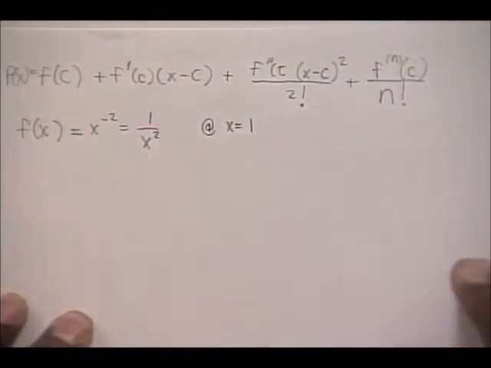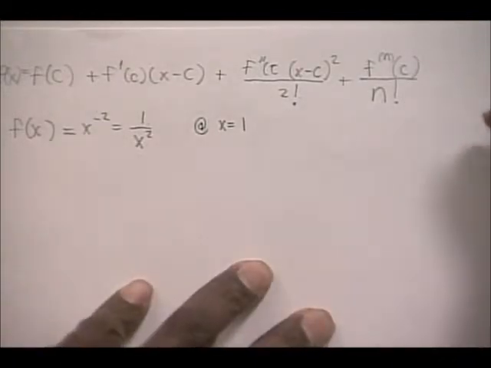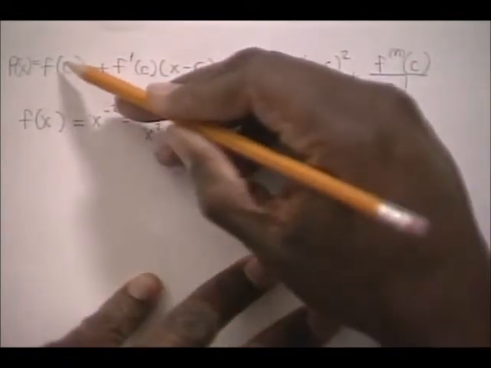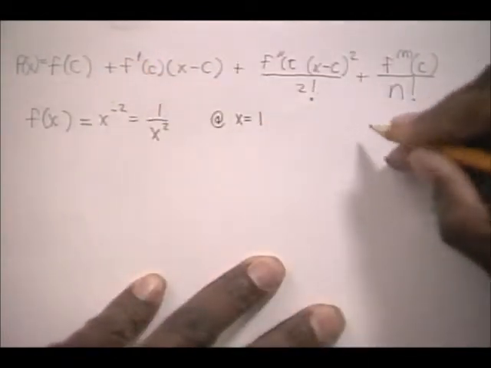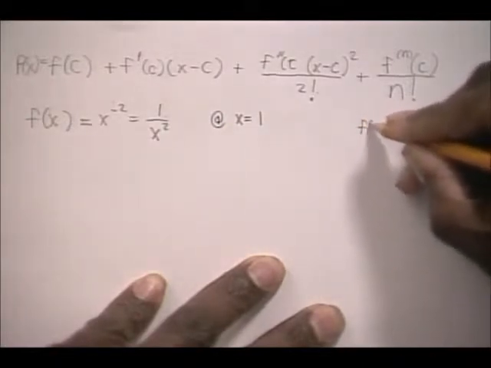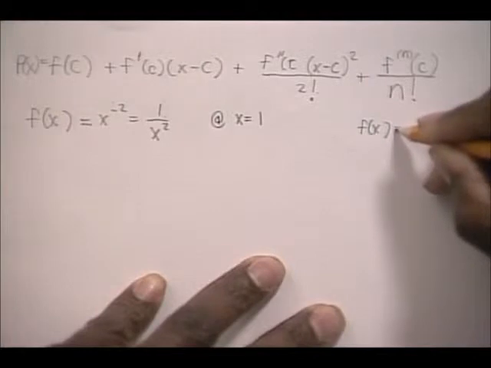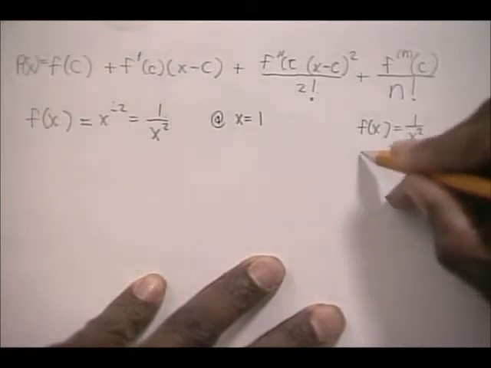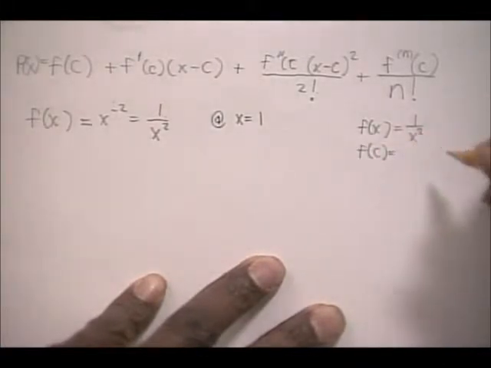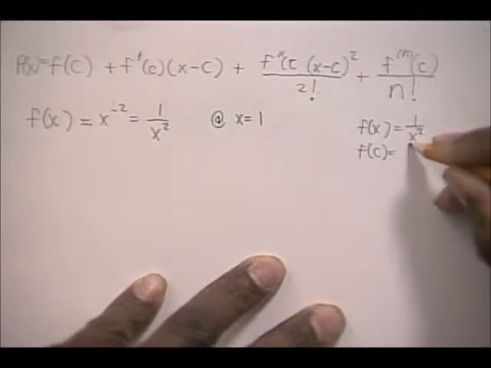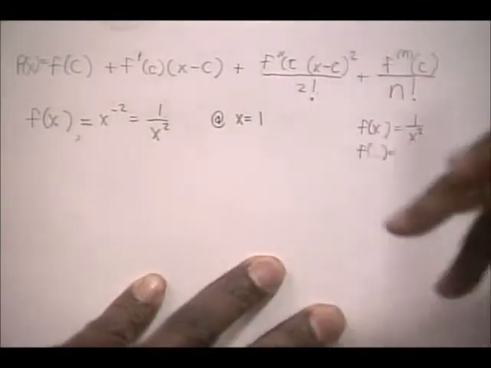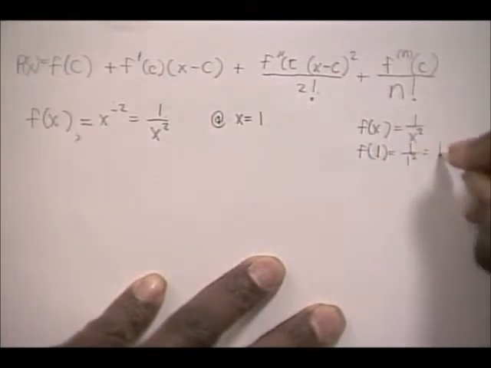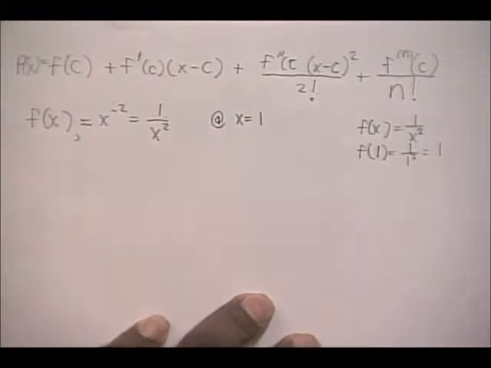The best way to go about this is to determine what a lot of these terms are. So this f of c means just take the original function, f of x, which is 1 over x squared. If you want f sub c, that's the same thing as f sub 1. So what you'd have is 1 over 1 squared, which is just 1. So f sub c is 1.